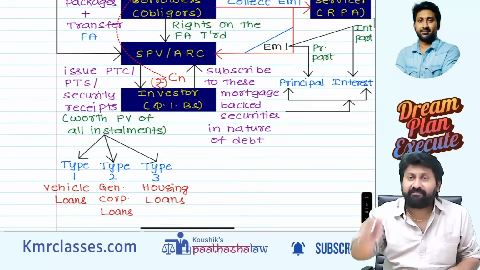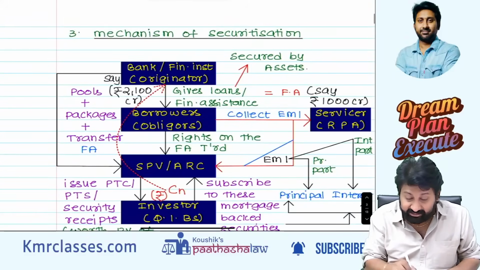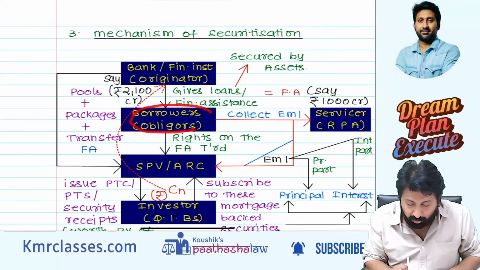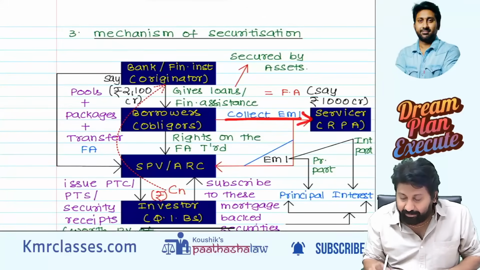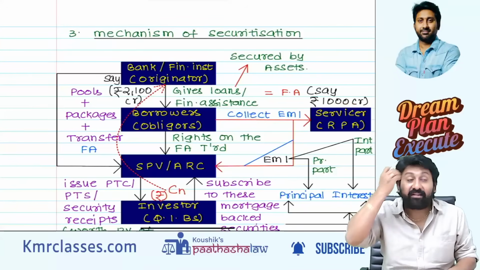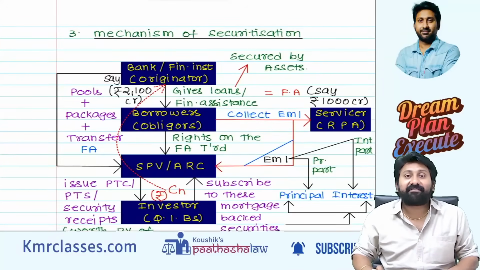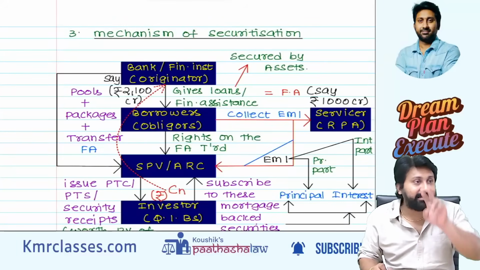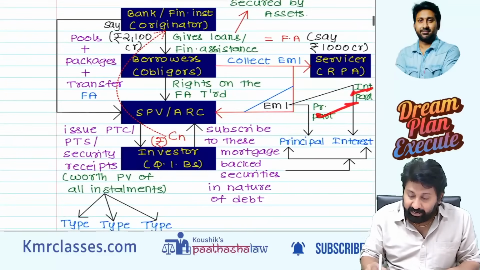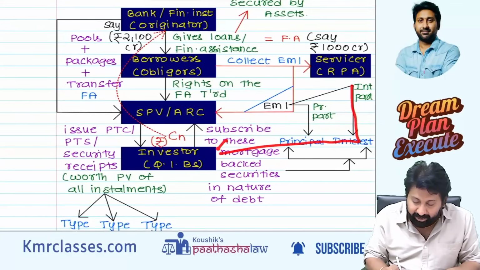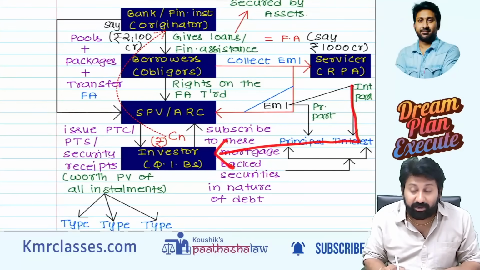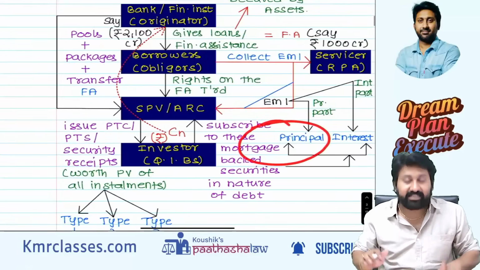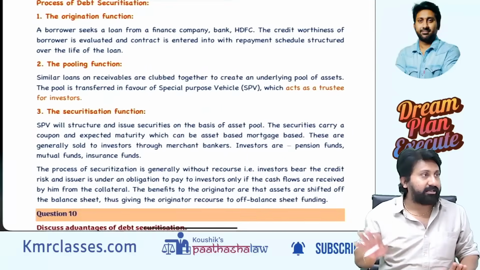So every month on this 1,000 crore principal, EMIs are collected. Borrowers will pay EMIs, collected by a separate person called a servicer. What is it? Servicer. The servicer will collect the EMIs. In this EMI, two parts are there: interest part and principal part. The interest part of this EMI will be used to pay interest on the bonds issued to the QIBs. The principal part will be used to pay them the principal amount. This is how securitization actually works. This is the debt securitization concept.